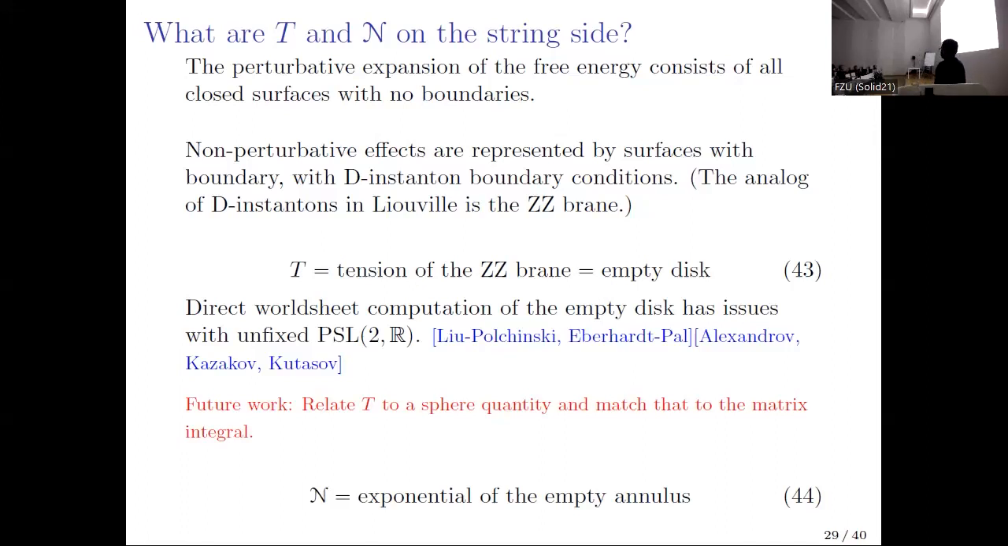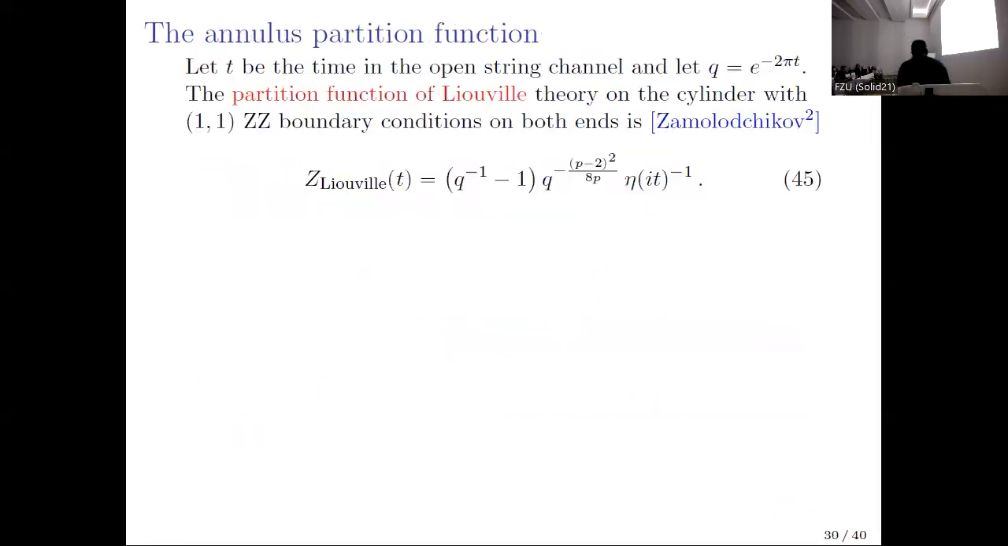If you wanted to compute what Charles was asking about, some JT gravity Z of beta, that Z of beta would be dual to mu b on the FZZT, and then you would have that. So n that we want to compute is the exponential of the empty annulus, like also in Sergey's talk yesterday. So it's e to the disk plus annulus. The good thing is the annulus partition function is known.